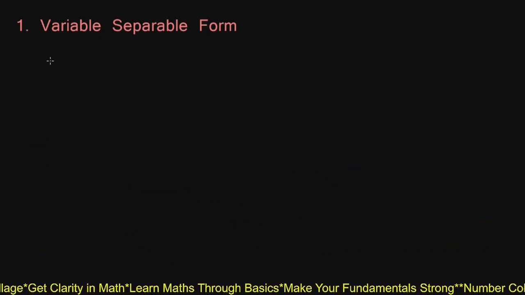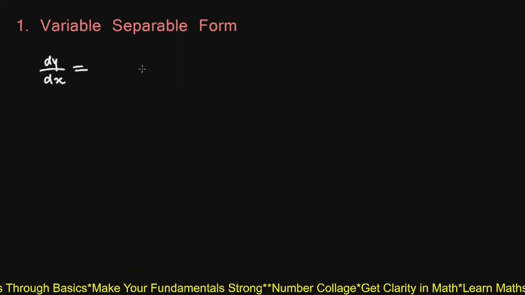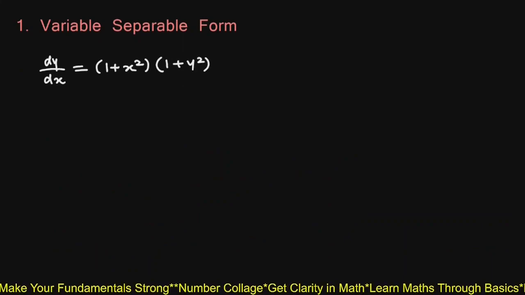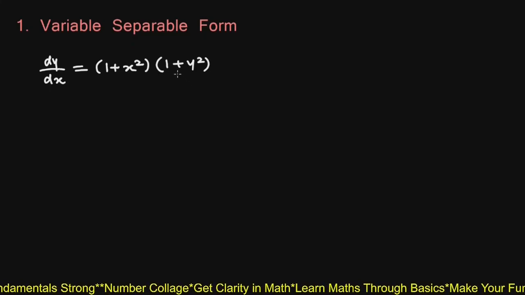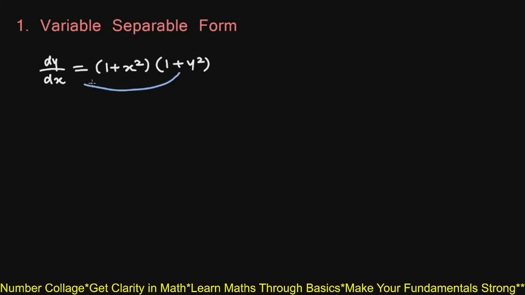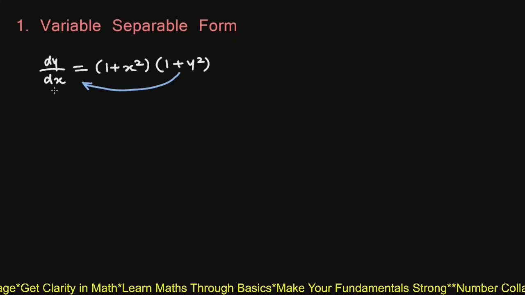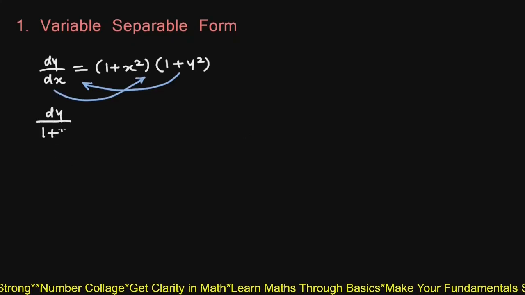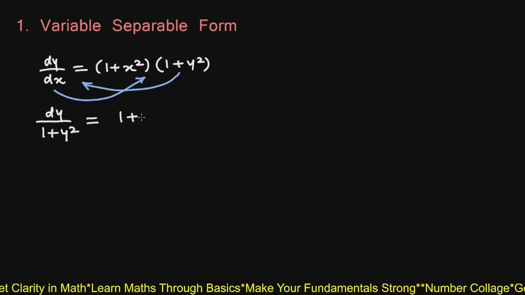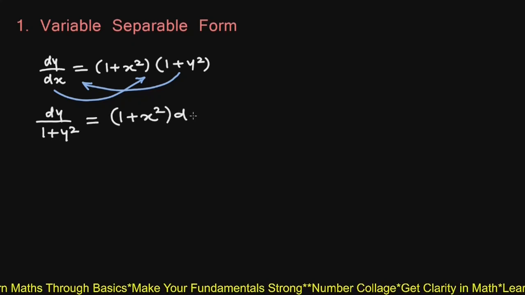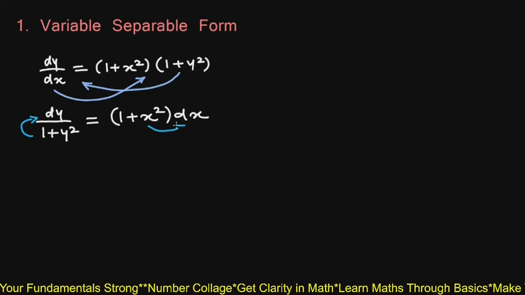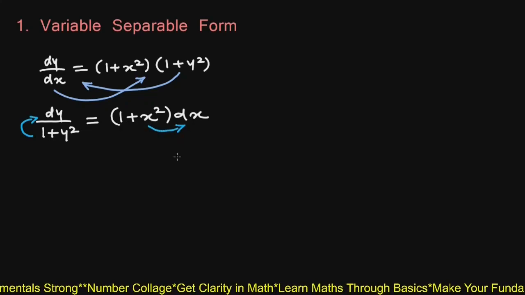Find the general solution of dy by dx equals (1 plus x square) into (1 plus y square). For separating the variables, we will divide by 1 plus y square and multiply by dx. So it will be dy upon (1 plus y square) equals (1 plus x square) dx. Function of y is with dy, function of x with dx. So variables have been separated.